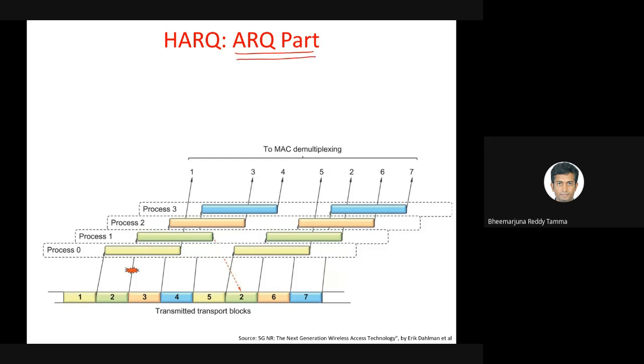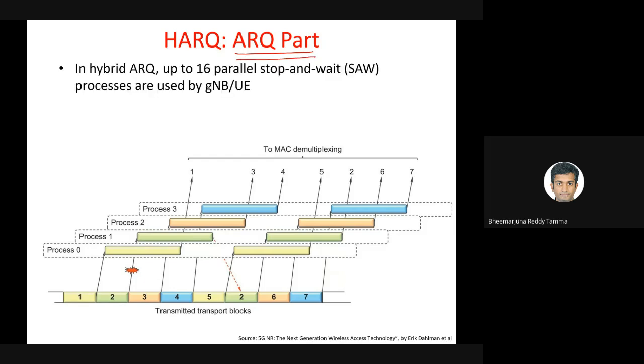That means a retransmission part, where we use 16 stop and wait processes in 5G, whereas it was 8 in the case of 4G. But this illustration is with 4 stop and wait processes. So look at the illustration. What you see is we have transport blocks. You can assume that a transport block is nothing but your MAC packet.